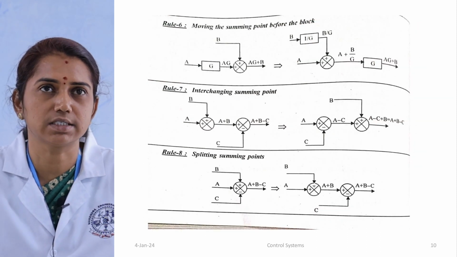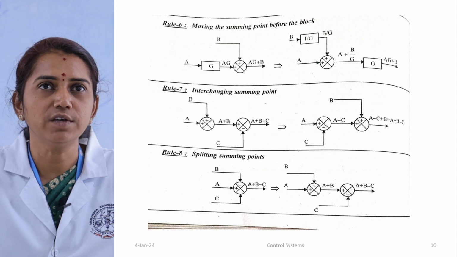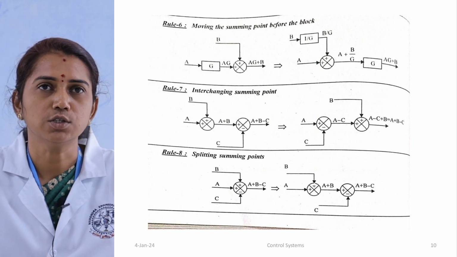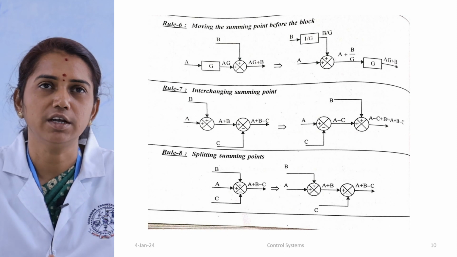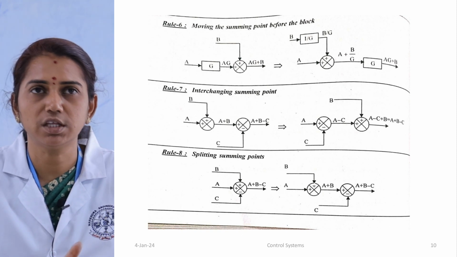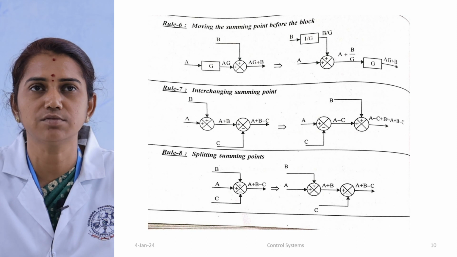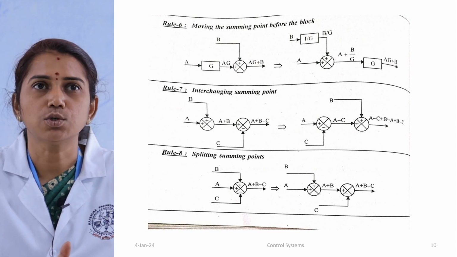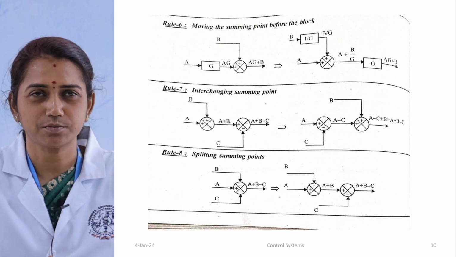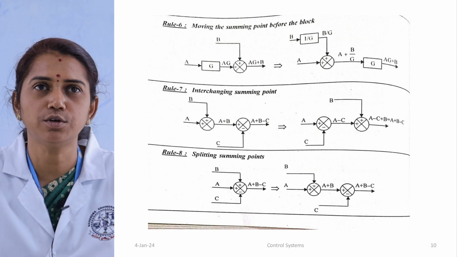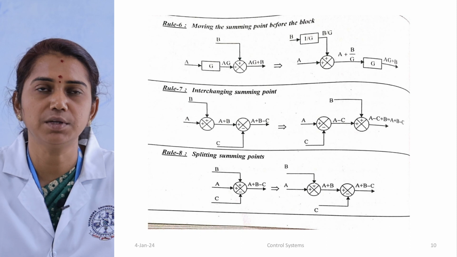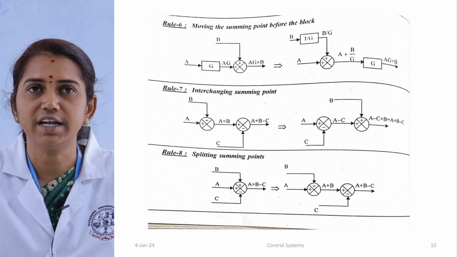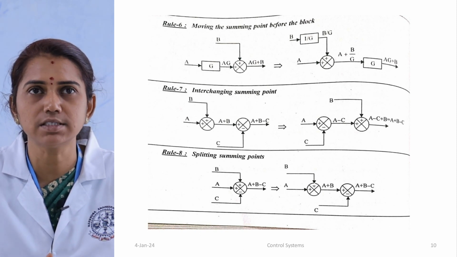Next, rule number 6, moving the summing point before the block. So we are just going to move the summing point before the block. It has the same two inputs, A and B, with the block value G. So the A input with the G block has been given to the summing point as AG. Same for B, it has been given as B, but we are getting the output value as AG plus B.